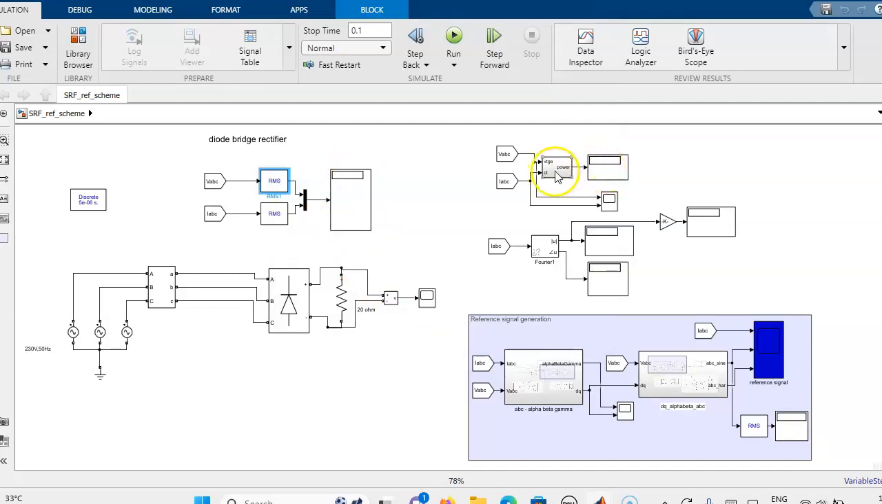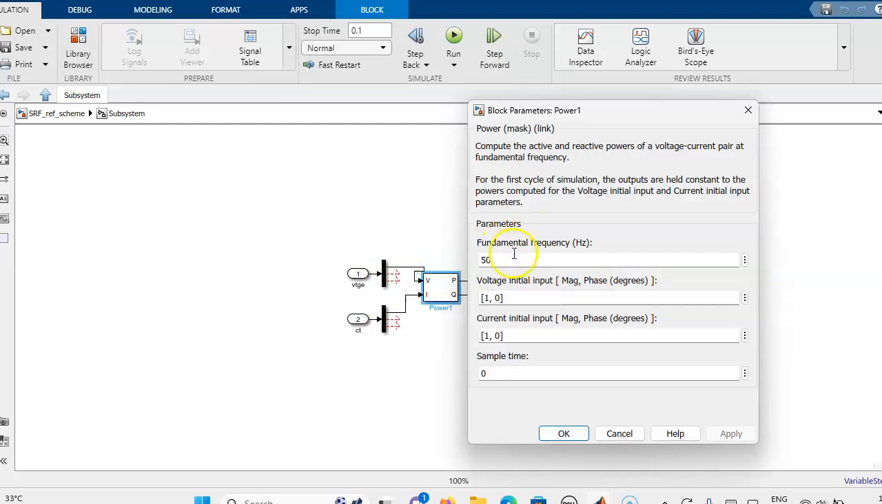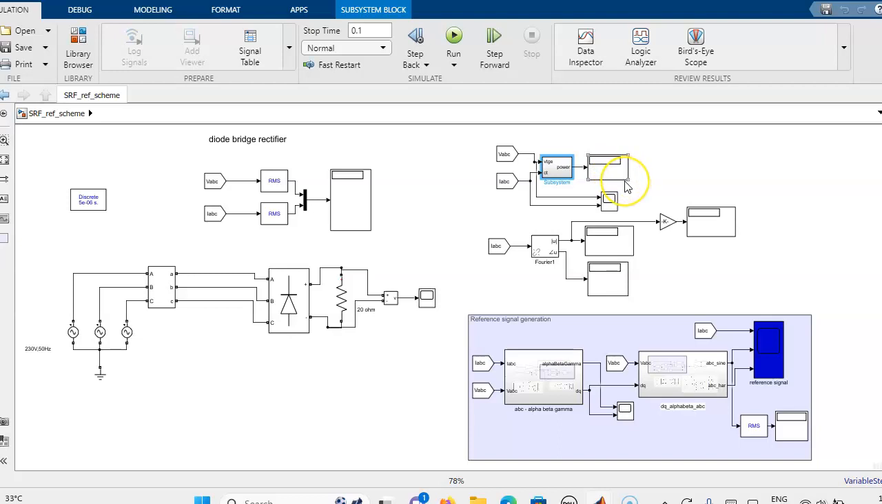Later I have connected the power block, where the voltage and current are given. Here I am measuring the single phase power only, so I have used the Demux here for voltage and current. From that I have taken only the single phase R phase voltage and current to the power block, where the fundamental frequency I have taken as 50 Hz. Remaining all the values are the same. Then it is connected to the mux block that will show you the active power and then the reactive power.